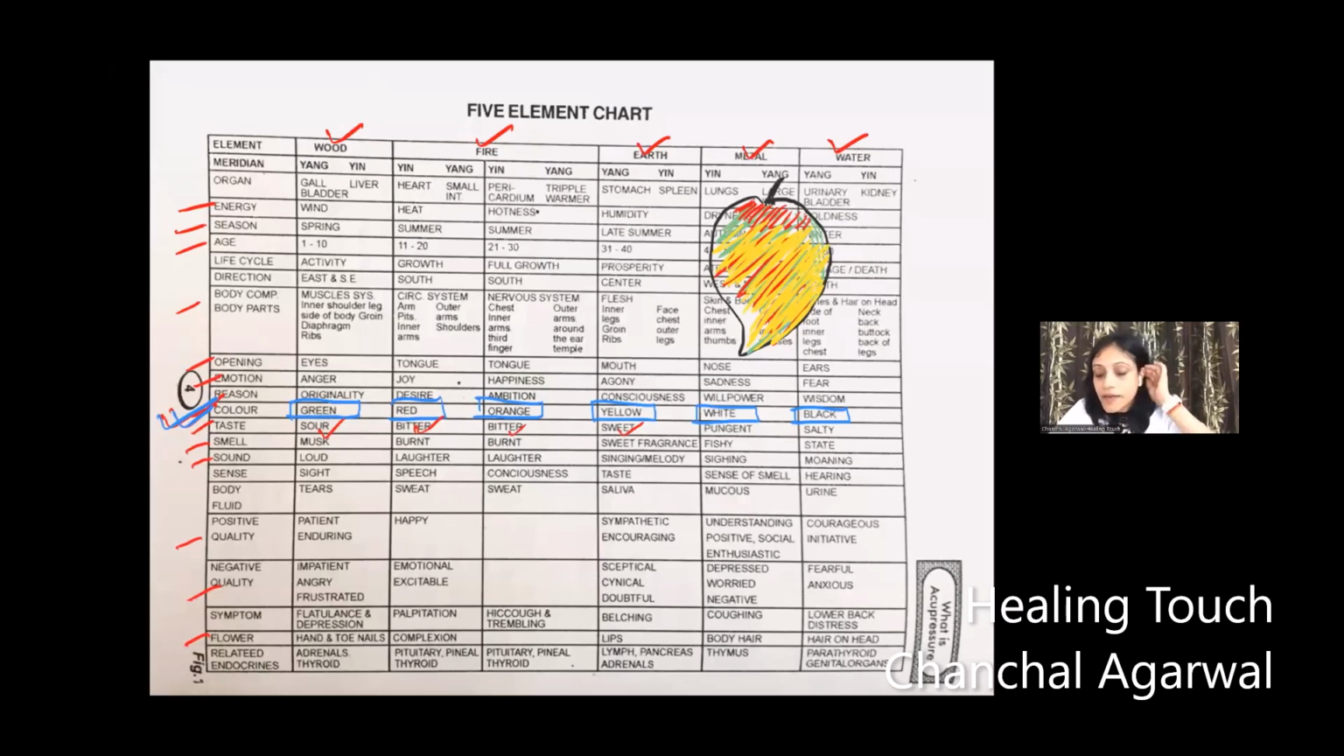What happens in the metal stage? In the metal stage, it is white. That means after the fruit is fully ripened, it is at a stage where it will fall off from the tree. What will happen to the fruit if it is not plucked? It starts degrading or degenerating. What will happen to the color? It will turn either whitish or brownish.